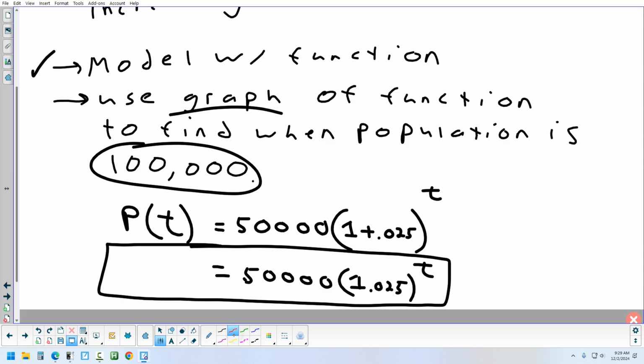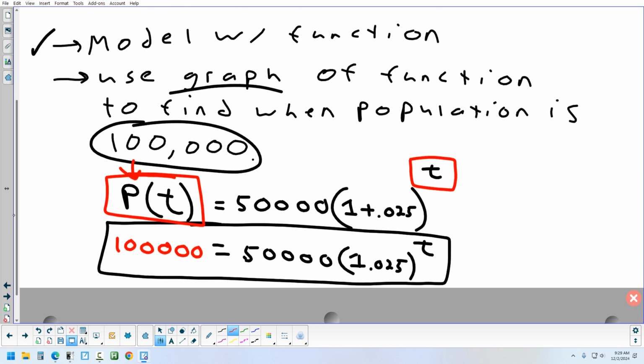Well, there's 2 places we could plug that in. We can either fill in 100,000 here, or we could fill it in there. What is the 100,000? It's population. Which one of those red boxes is population? T or P of T? P of T. So that's going to go right there. So we're going to fill in 100,000 right there, and now we're going to solve it.